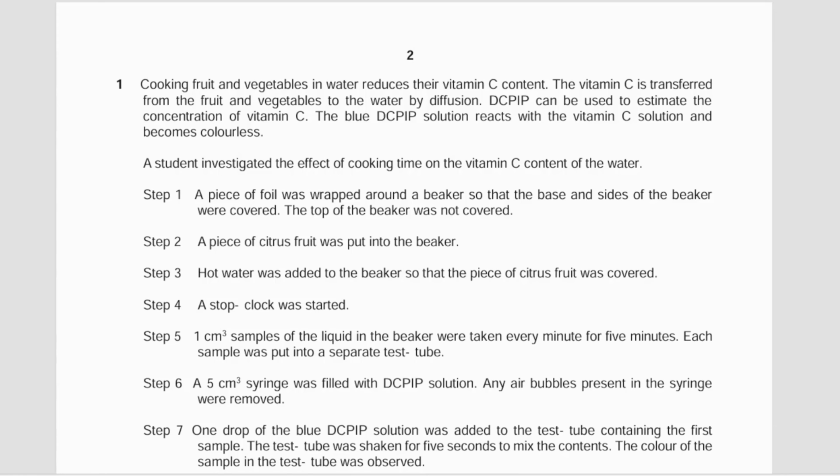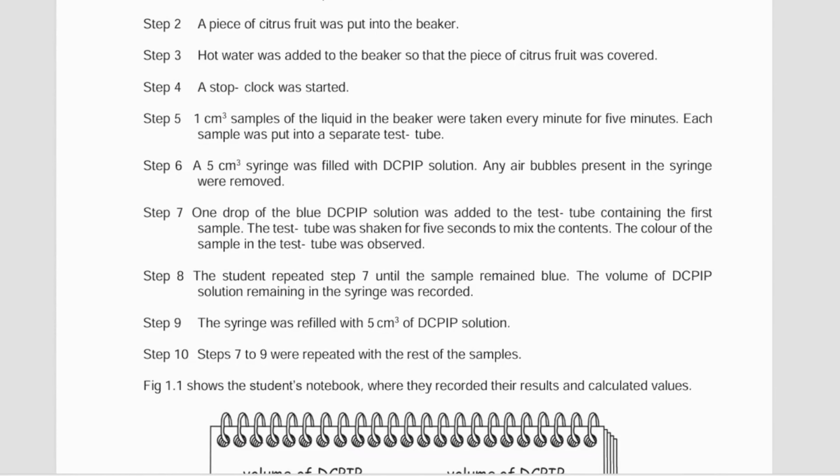Okay, good. Then pieces of citrus fruit were put into a beaker. Hot water was added to maintain the temperature, because we have to check it for cooking fruits and vegetables. A stop clock was started, and a 1 cubic centimeter sample of the liquid in the beaker was taken every minute for 5 minutes. They have taken five readings. Now, a syringe was filled with DCPIP, and the volume taken was 5 cubic centimeter. If there is any air bubble, you have to remove it because it might affect the result.